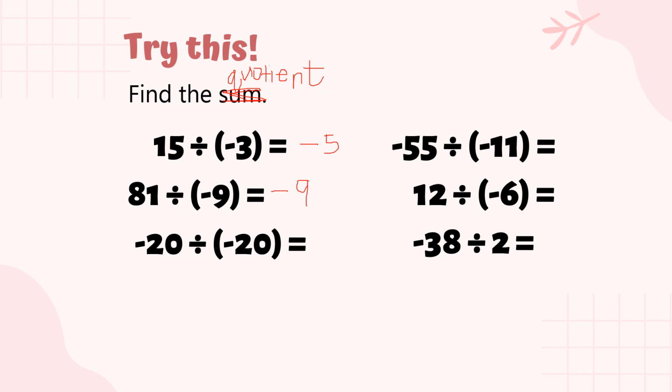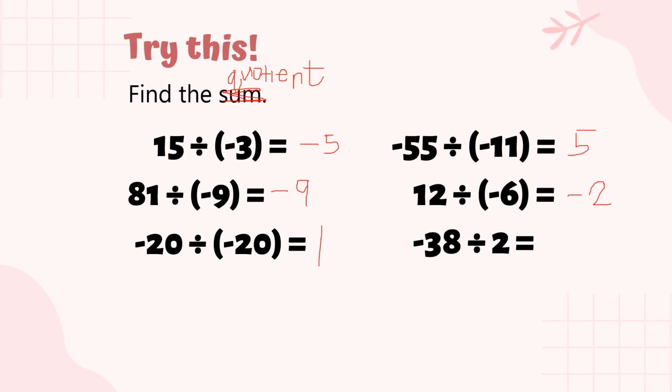Negative 20 divided by negative 20. Since they have the same sign, the result is positive. And 20 divided by 20 is 1. So that's why the result is positive 1. Negative 55 divided by negative 11. Since they have the same sign, the result is positive. 55 divided by 11 is 5. So that's why we have positive 5. 12 divided by negative 6. They have different signs. So the result is negative. 12 divided by 6 is 2. So the result is negative 2.